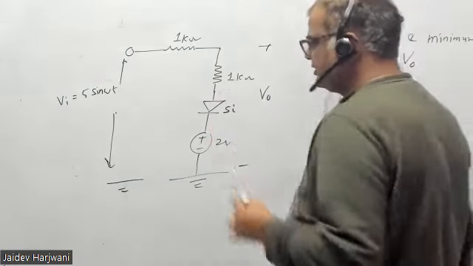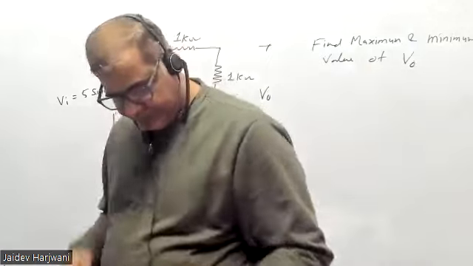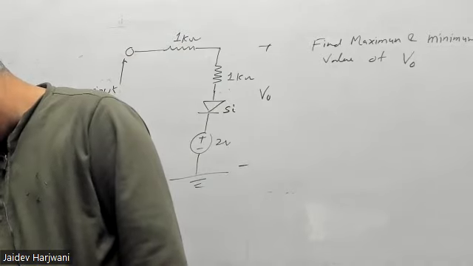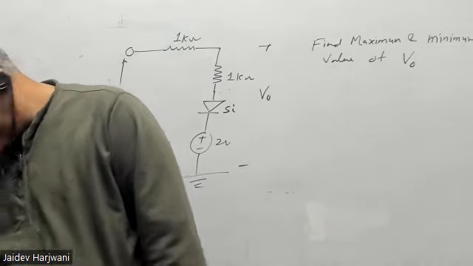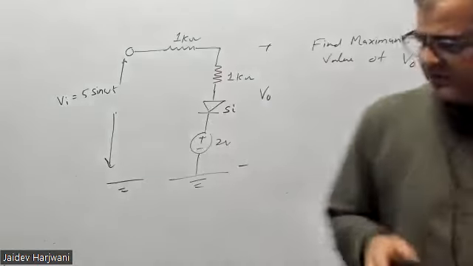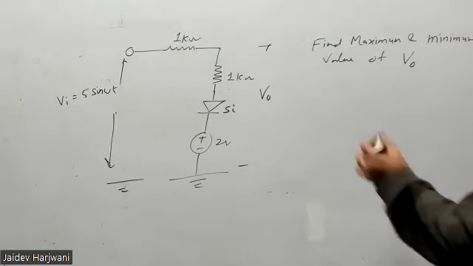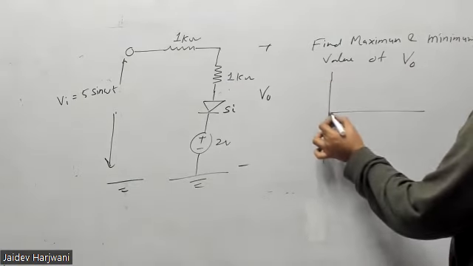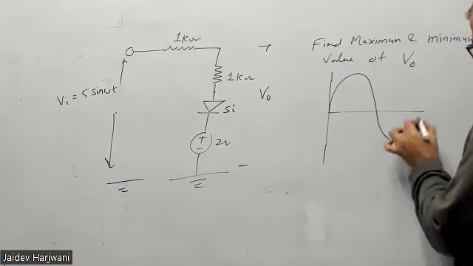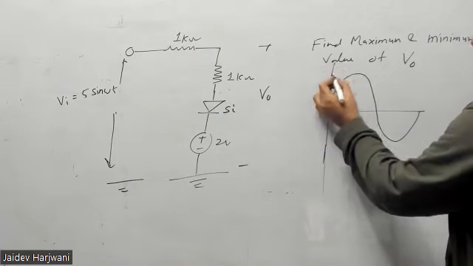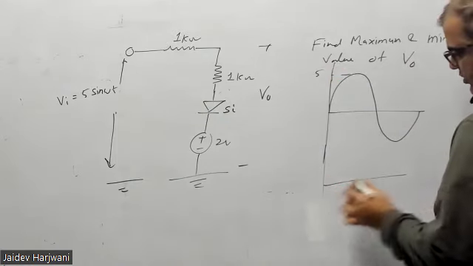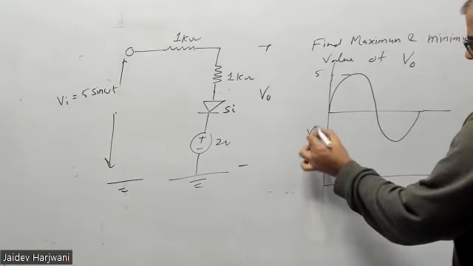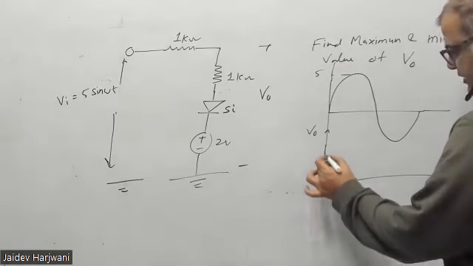Now solve it. Tell me how it will come. What is the V out, V max and V low? Or simply, don't say V max and V low. I'm just giving you an input here, like this, with peak value 5. You tell me what output will come.